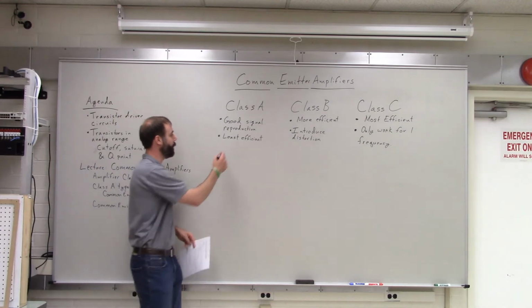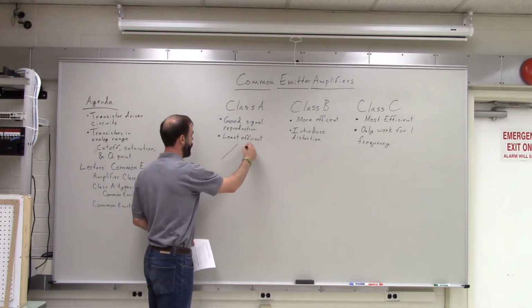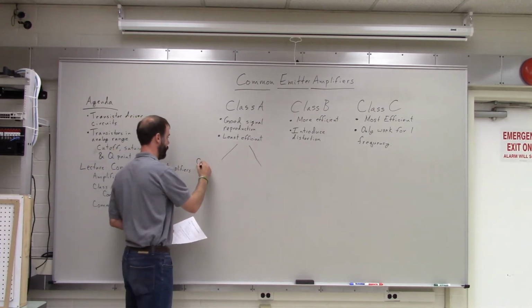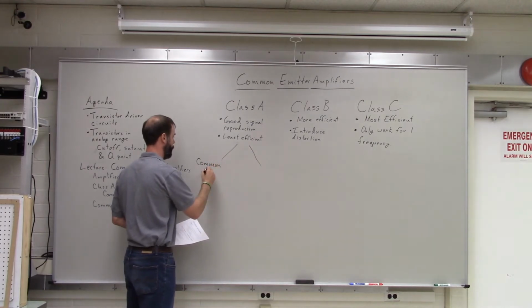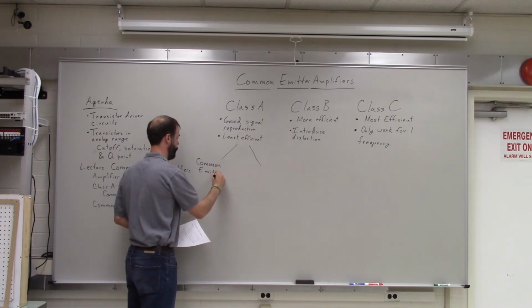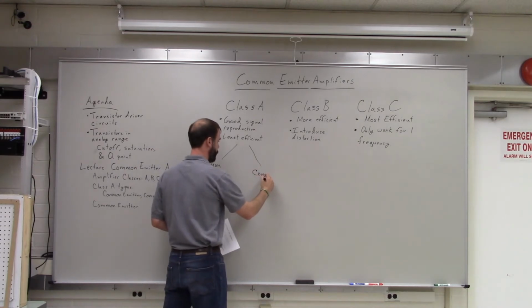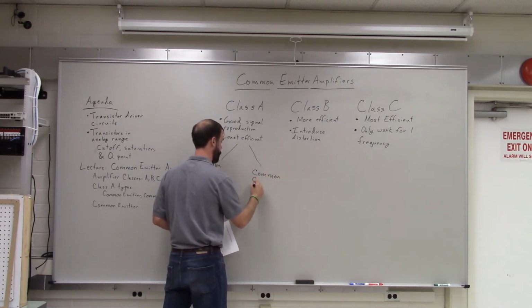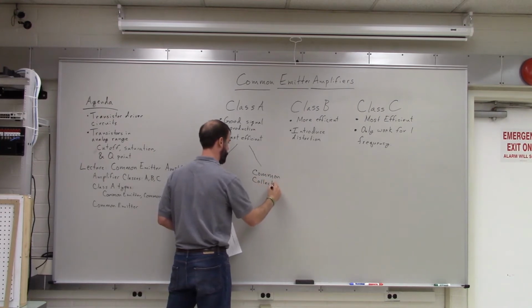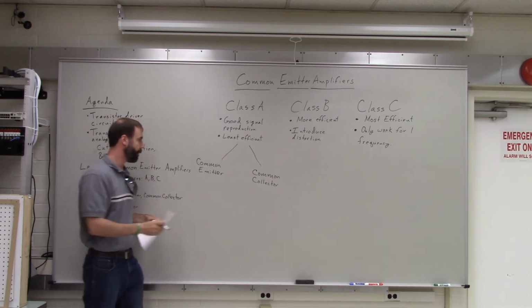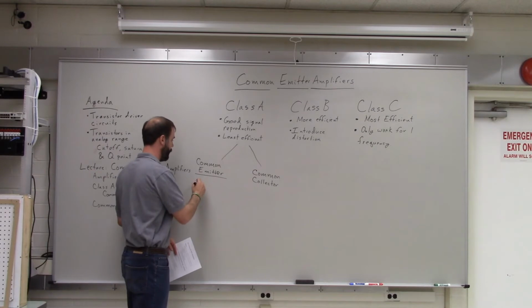It turns out that Class A amplifiers actually branch out into 2 varieties. So today we're going to look at the common emitter, and next time we're going to look at the common collector. Okay. So the common emitter amplifier is a voltage amplifier.